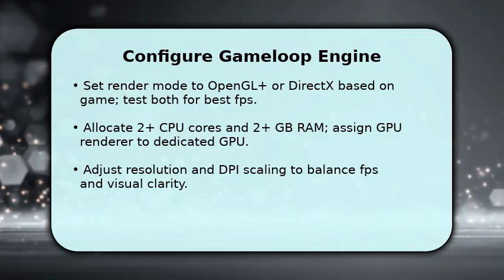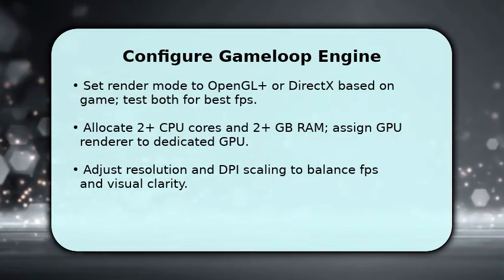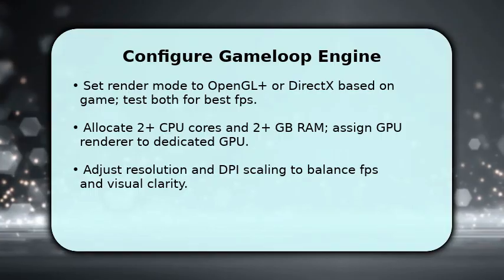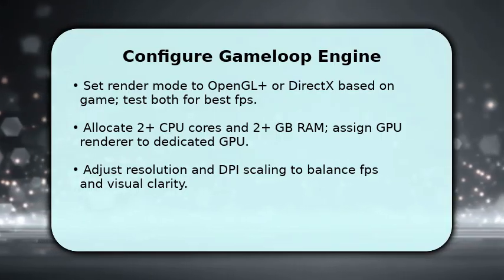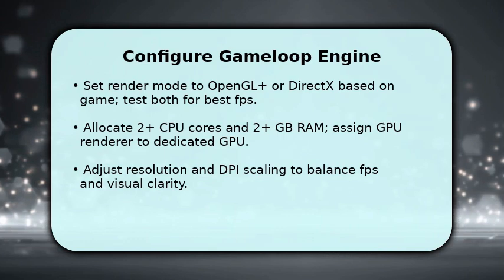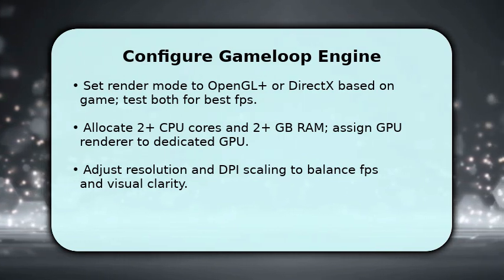In Renderer, select your dedicated GPU as the hardware renderer so the emulator uses discrete graphics instead of integrated. Once configured, save and restart Gameloop to apply changes.